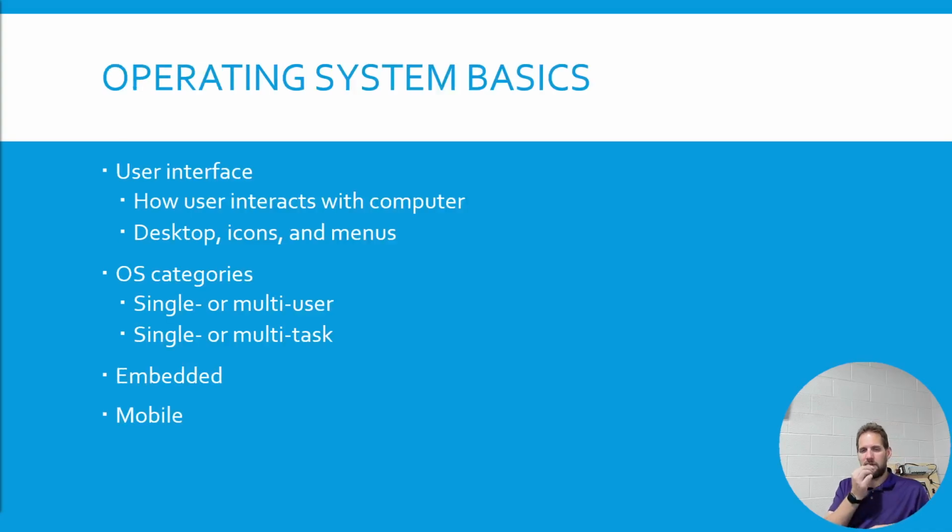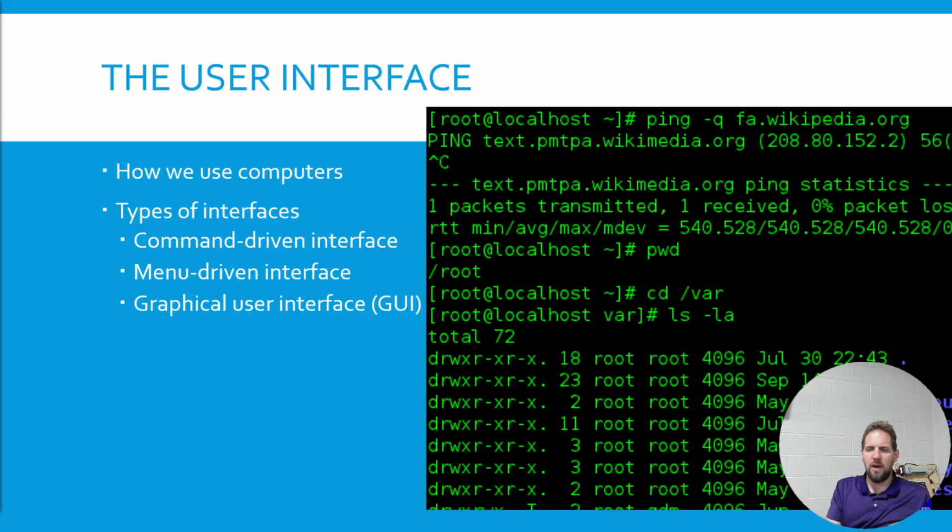Now there are some basics for your operating systems, and the first one is going to be your user interface. So how do we interact with the computer today? We're going to come back to the user interface in a minute. We have single and multi-user interfaces, and then we have embedded and mobile. I think we're going to come back to all of these things, so I don't need to talk too much about them right this second. If not, we'll come back to that page.